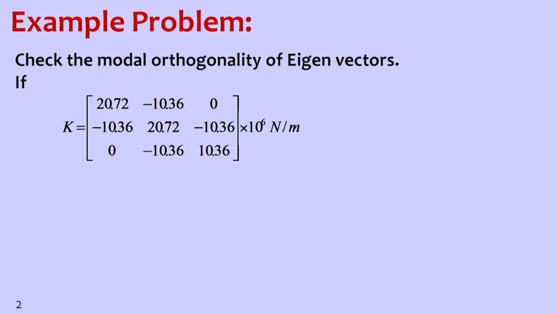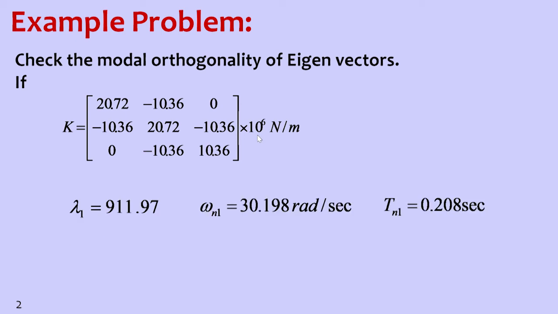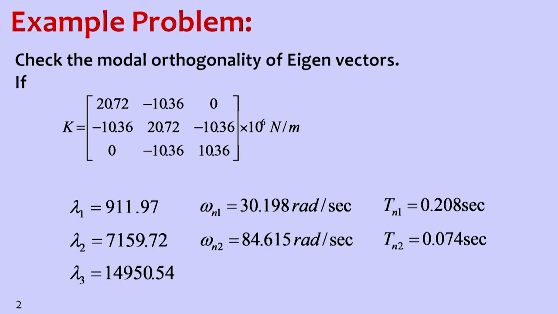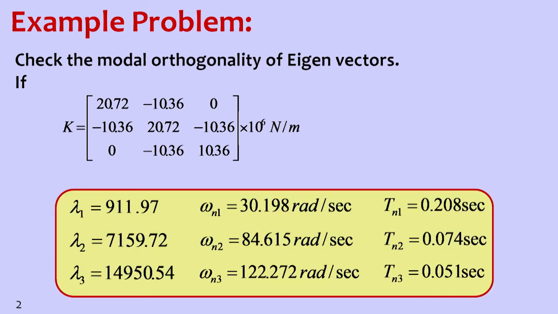The K matrix, 3 by 3 in nature, is given to us, and the lambda 1, lambda 2 and lambda 3 values and the corresponding omega and time period values are given to us. By making use of this, we will see how to calculate the eigenvector, and then later in the second half we will check the modal orthogonality of the eigenvector. So first of all, calculation of the eigenvector.